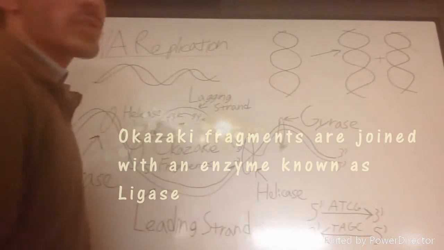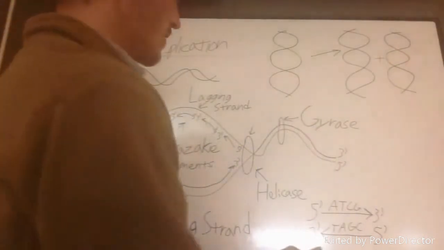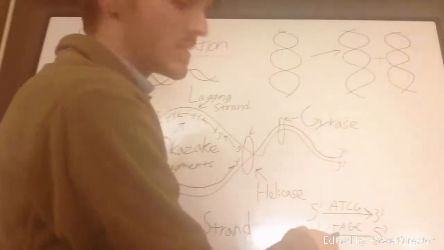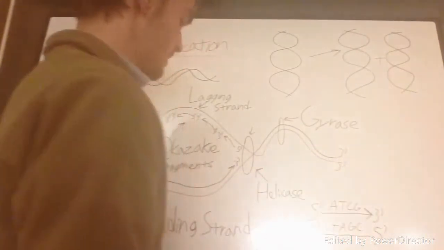Now, whenever nucleotide bases join, they join in a specific pattern seen here. A always binds with T, and C always binds with G, and vice versa.